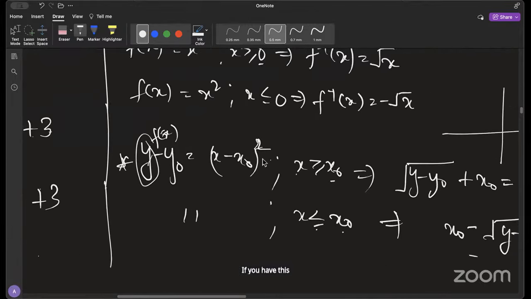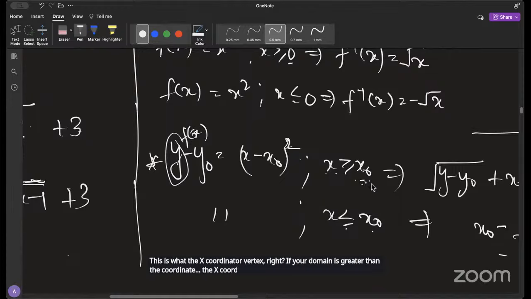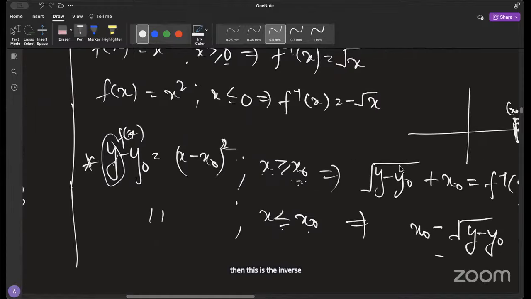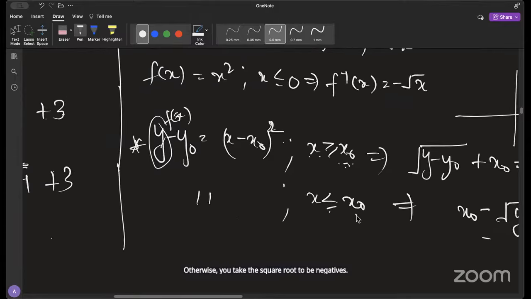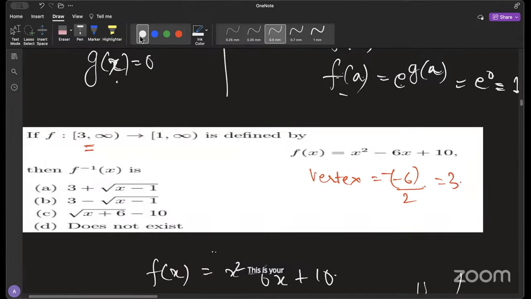If the function is this, and it's given for x greater than x naught, that means the domain of the function is greater than the vertex, this is the x coordinate of the vertex, right? If your domain is greater than the x coordinate of your vertex, then this is the inverse. Then your square root has to be positive. Otherwise, you take the square root to be negative. Because this is your vertex, and it's given to be for the numbers greater than your vertex.